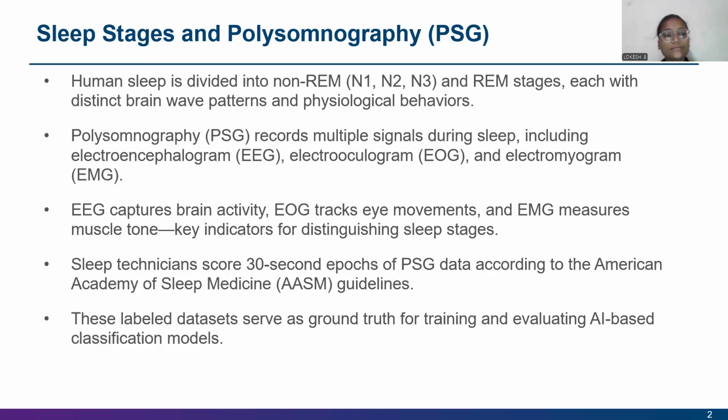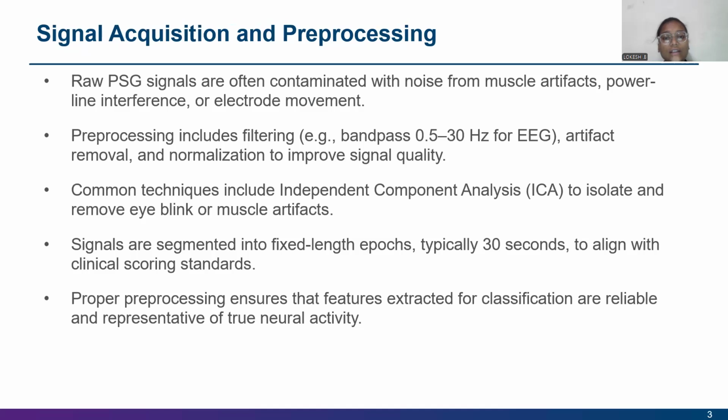And next, the signal acquisition and pre-processing. The raw PSG signals are often contaminated with noise from muscle artifacts, line interference, or electrode movement. The pre-processing includes filtering, for example a bandpass of 0.5 to 30 Hz for EEG, artifact removal, and normalization to improve signal quality.